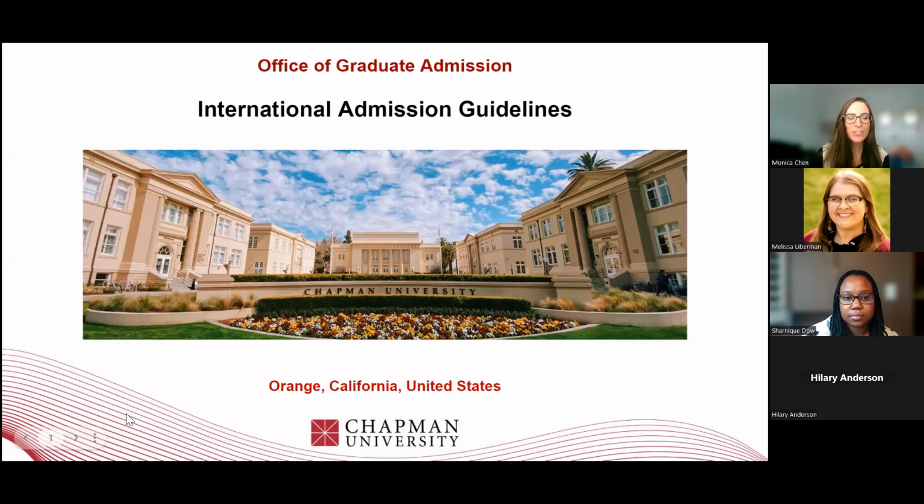We're going to go into the guidelines for applying as an international applicant. So someone who is coming to the US from abroad, as many of you will be, or as we see some international students already here in the US. So the first thing I want to go into is who is an international applicant? Who does Chapman consider to be international?